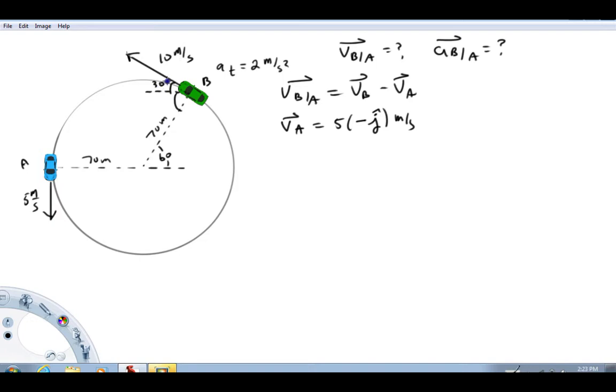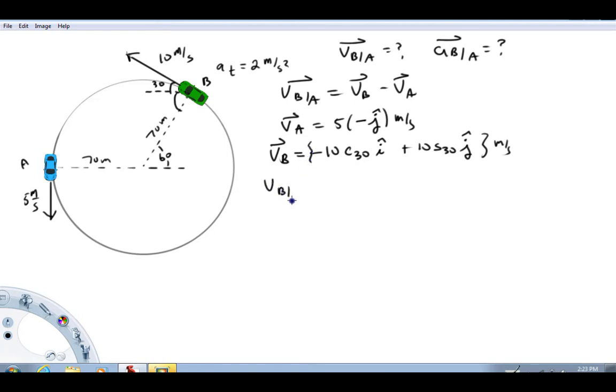This 10 meters per second can be broken into x and y components. The x component would be adjacent to the angle 30 degrees, and the y component is opposite the 30 degree angle. Therefore, the velocity vector for B is equal to minus 10 cosine 30 i plus 10 sine 30 j. I'm going to go ahead and just put the units out here, meter per second.